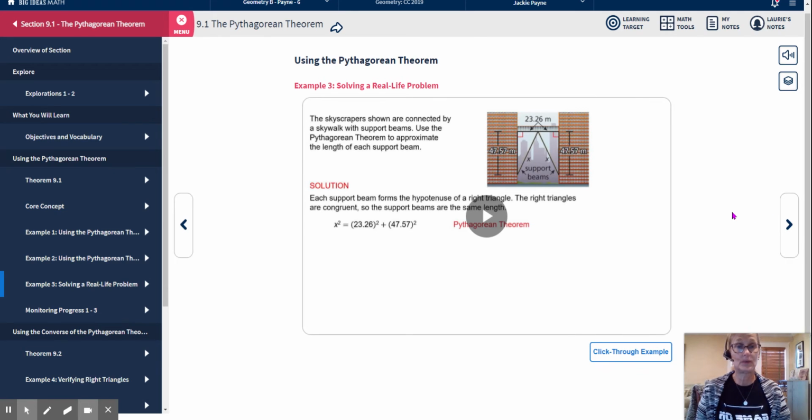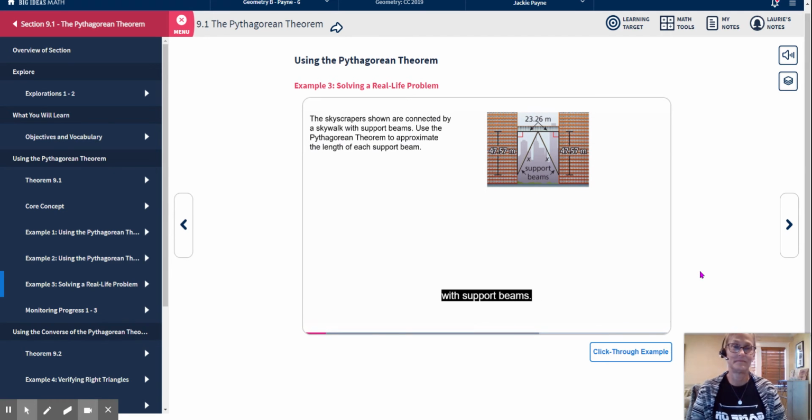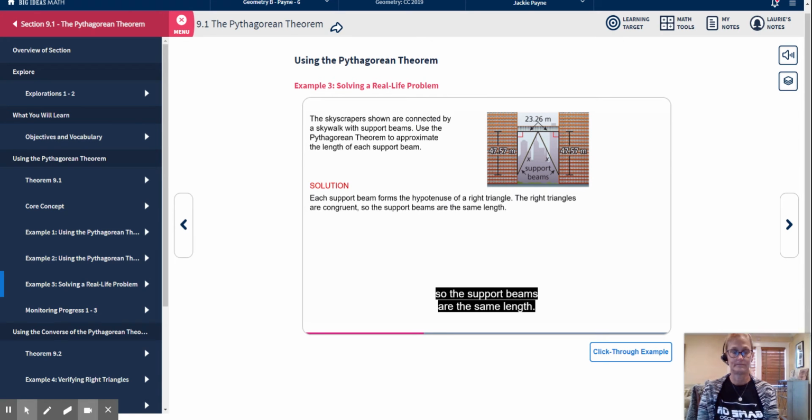Here we go. Here's one that's a real life problem. Again, very useful. The skyscrapers shown are connected by a skywalk with support beams. Use the Pythagorean Theorem to approximate the length of each support beam. Solution. Each support beam forms the hypotenuse of a right triangle. The right triangles are congruent, so the support beams are the same length.